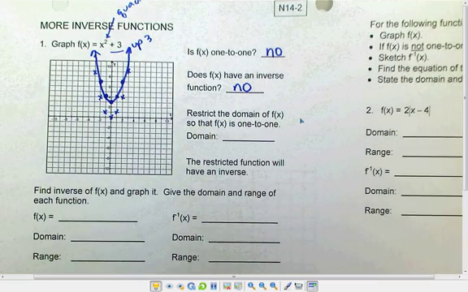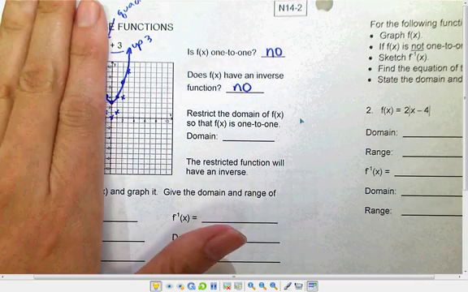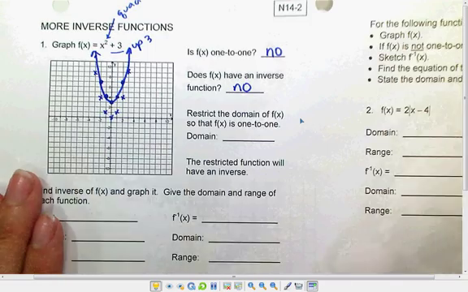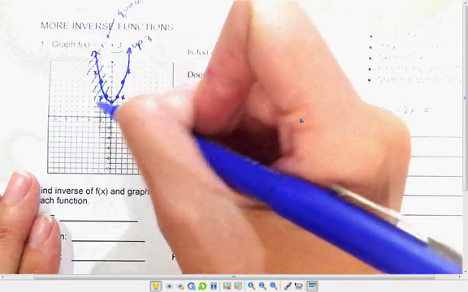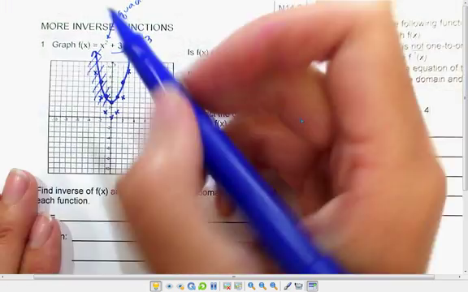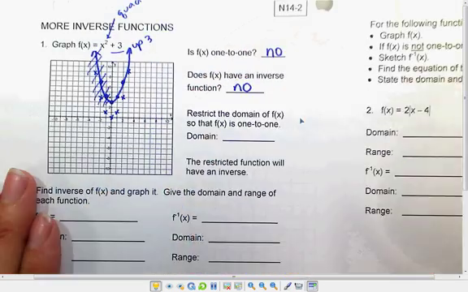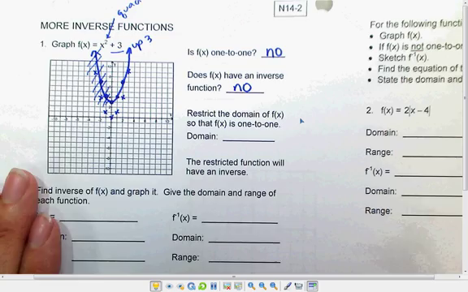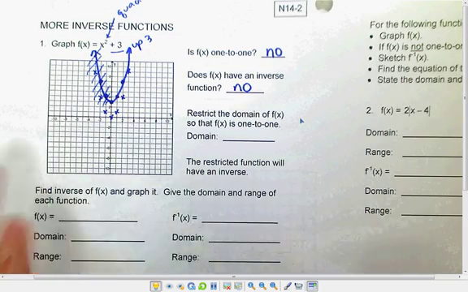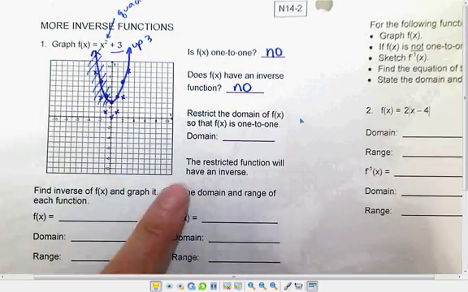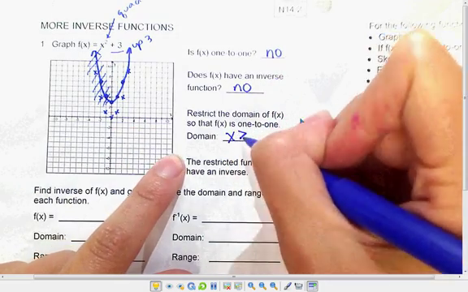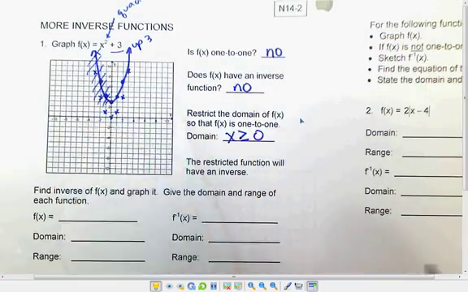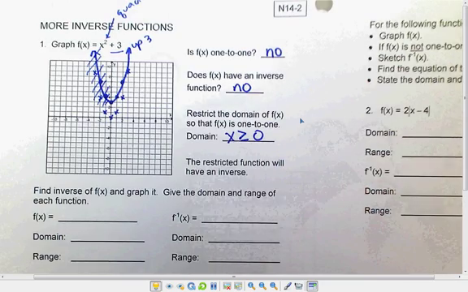So what we're doing here is we're going to get rid of half of our function so that it's going to pass the horizontal line test. The part we're going to get rid of is the left side. So we're only going to look at the right side of this function, because now if I draw a horizontal line, it'll pass the horizontal line test, which means it is 1 to 1. So the part that I'm looking at for my domain, I'm only going to look at when x is greater than or equal to 0. So I'm only looking at the right side of this.